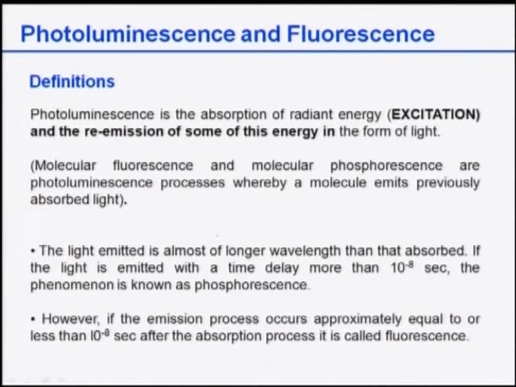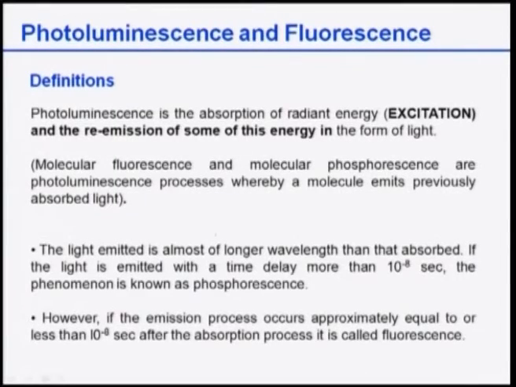Well, before going into details of many of these electronic transitions, let us talk about some definitions, because this will help us in understanding the whole process. Photoluminescence is, as I have told, an absorption of radiant energy and re-emission of some of the energy in the form of light. It can be a fluorescence or molecular phosphorescence process where the molecule emits the absorbed light. The light emitted is of longer wavelength than the absorbed, obviously, because the amount of light energy emitted will always be less than the amount of energy absorbed. Some amount of energy will be spent on some other processes.